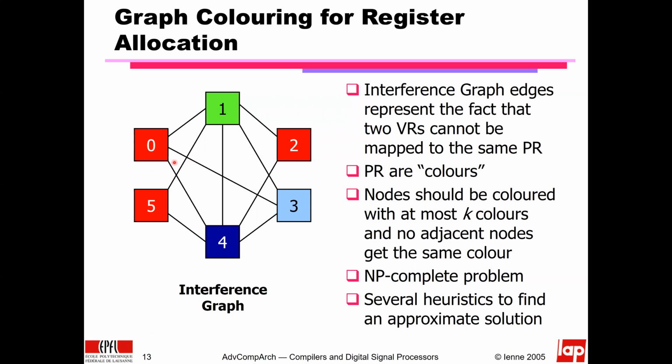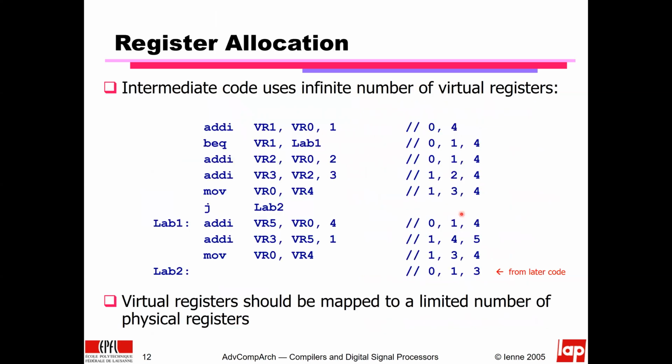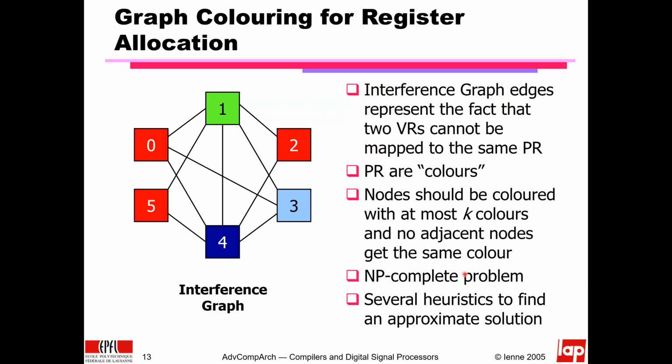And if I go back again, there is here 0, 1, and 3. So it's not only 0, 1, but 0 and 3. And therefore, I have also a conflict or an interference edge between 0 and 3. That is, 0 and 3 cannot go in the same register.